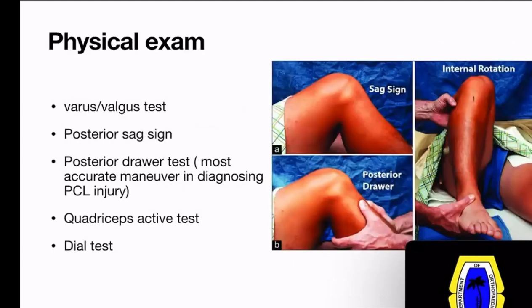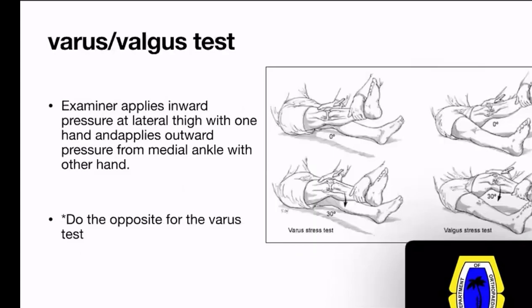So, physical exam, varus and valgus, no, kasi secondary restraint ang mga ang cruciate. Posterior sag, posterior drawer. The most sensitive is Lachman for the ACL. The most accurate is posterior drawer for the PCL. Quadriceps active and dial test.